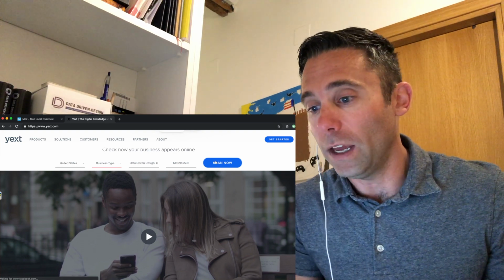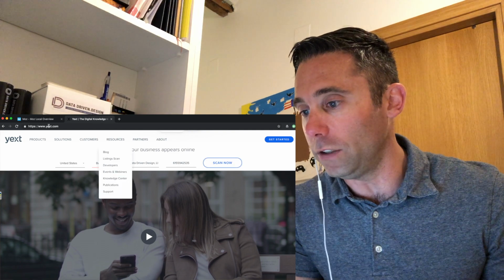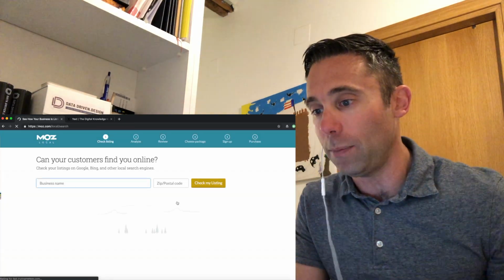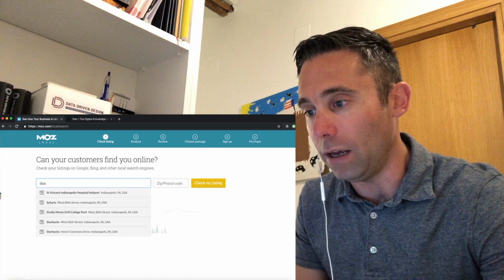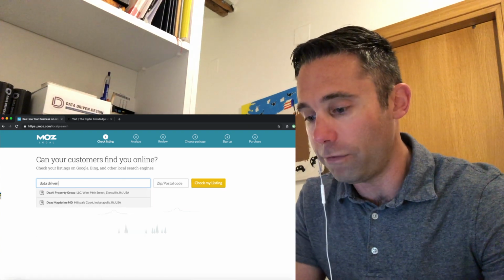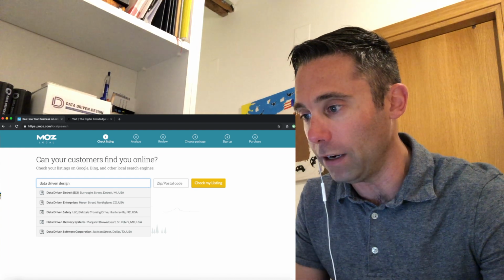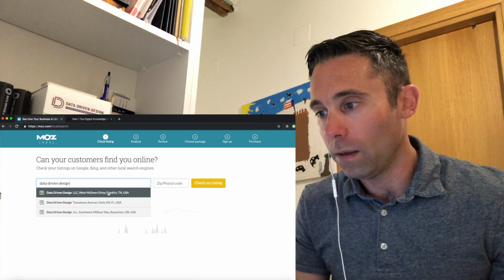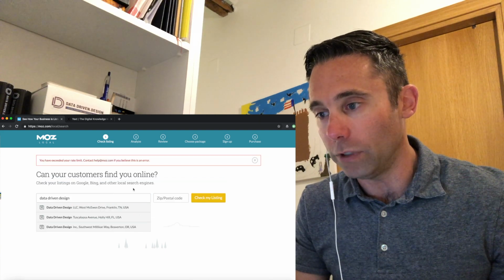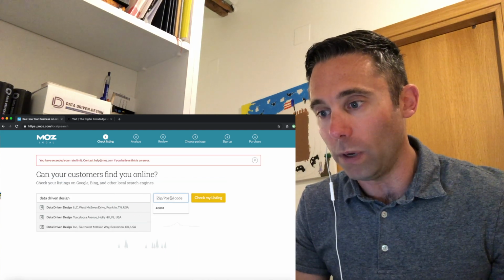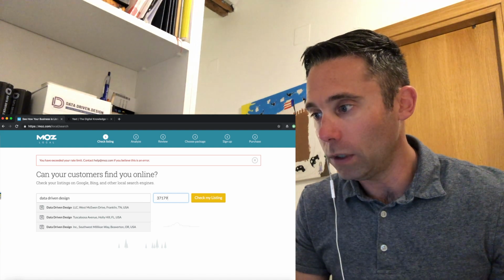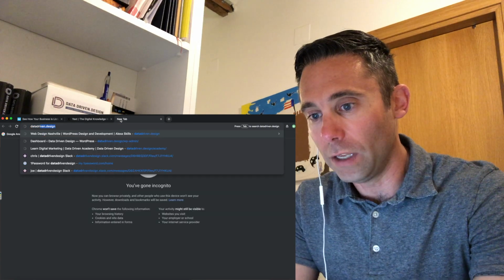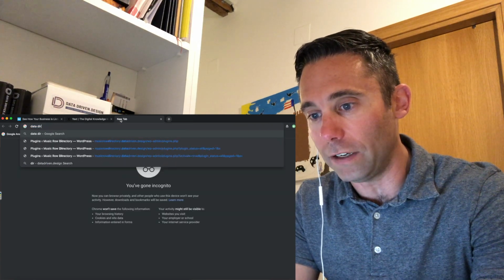And so Yext uses an API-based service, and you can go to yext.com and you can type in your business name with your business phone number, and you can scan your business, and it'll show you what your local business results are. And then, of course, what it wants to do is it wants you to buy the service. But the Yext service is pretty expensive. The Moz service is very similar.